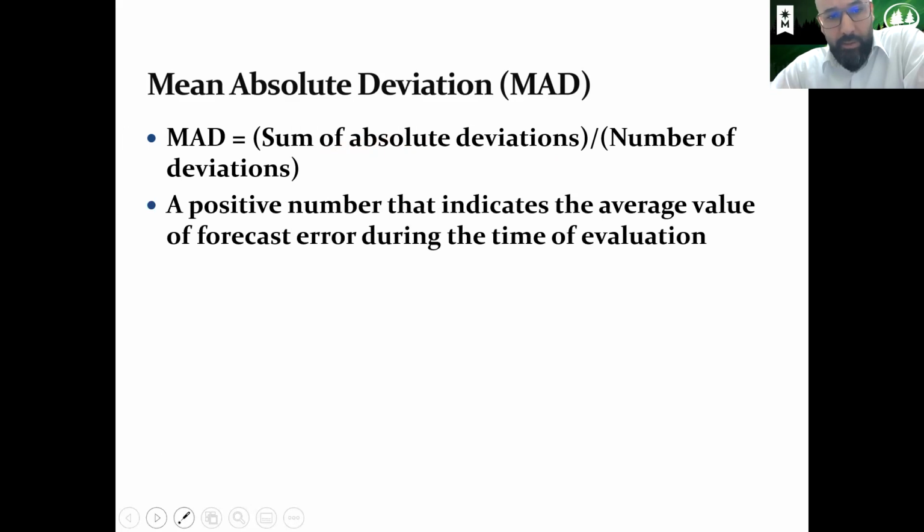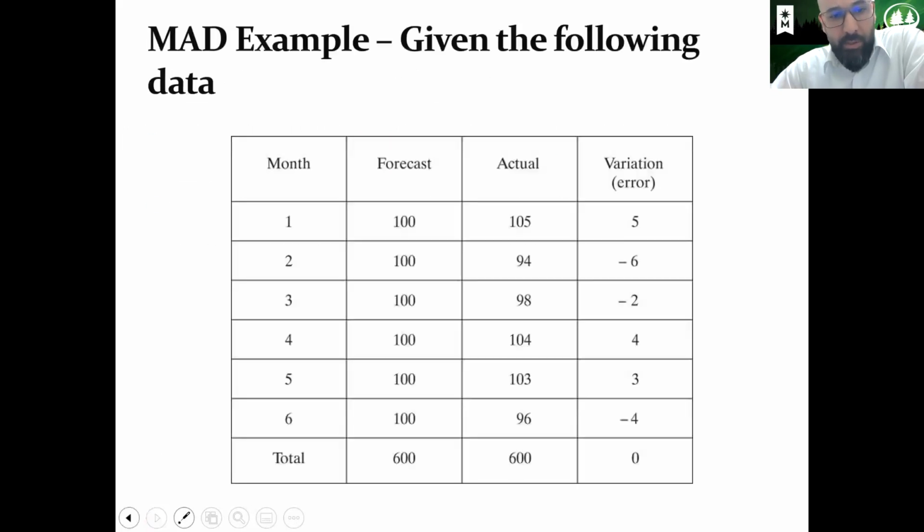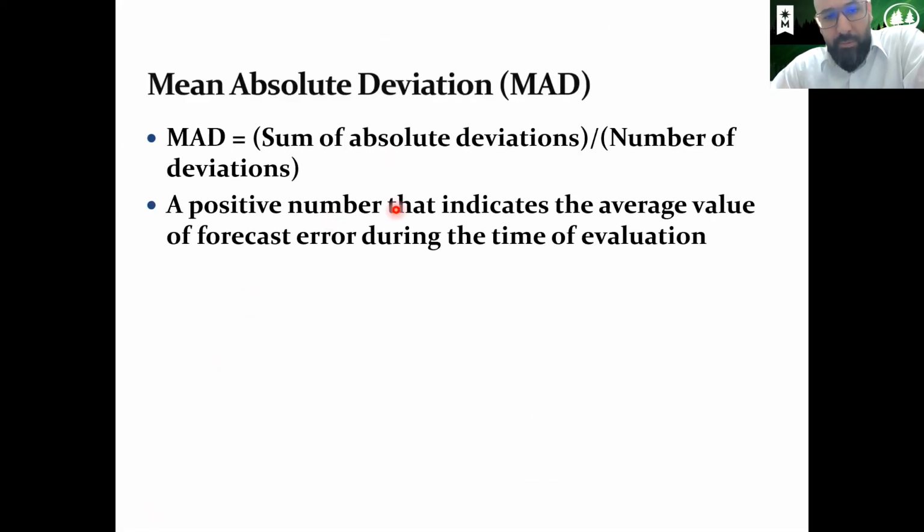All right, let's take a look at more details and more examples on this. First, it is a positive number that indicates the average value of forecasting error during the time of evaluation. Make sure this is what the conclusion is going to be: it's a positive number. So this is number 1. Second, it gives you the average value of the error.